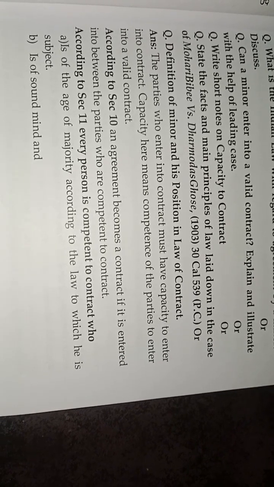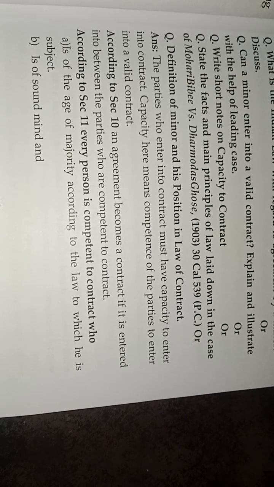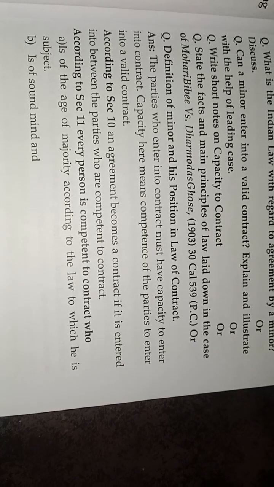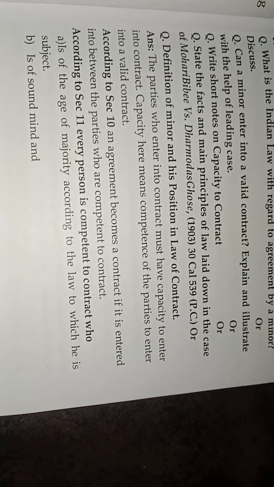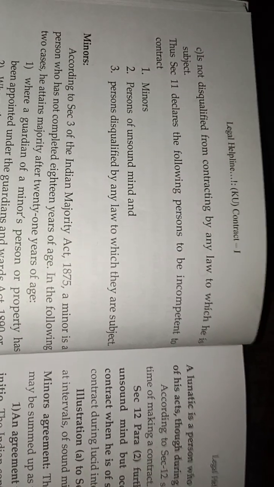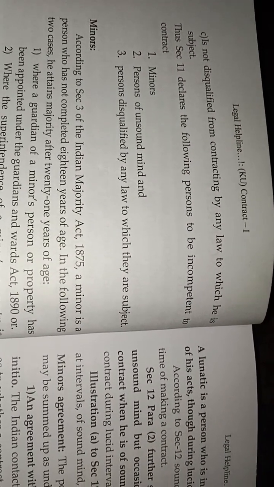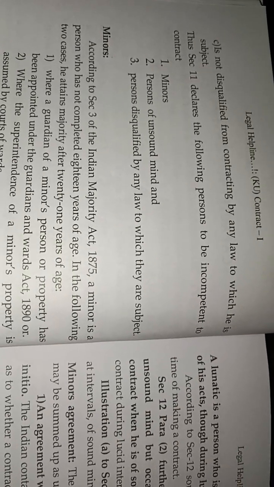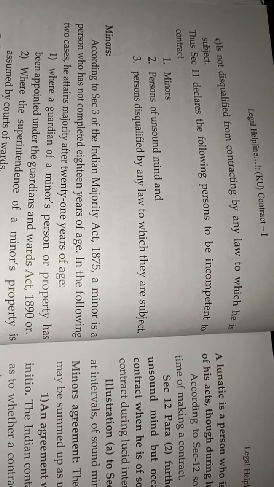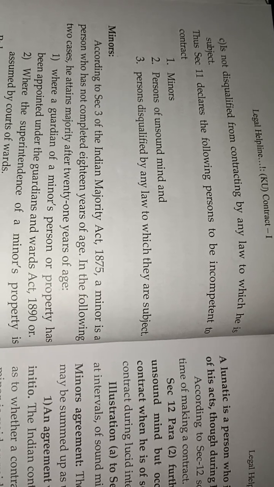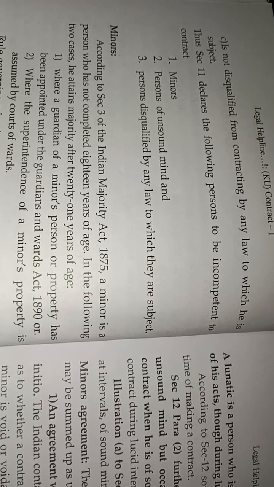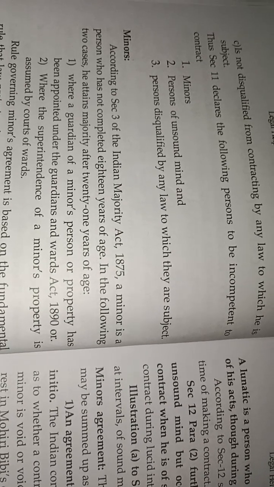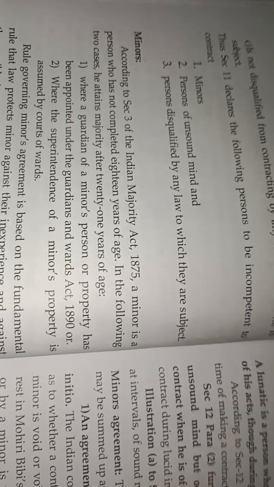According to section 11, every person is competent to contract who is of the age of majority according to the law to which he is subject, is of sound mind, and is not disqualified. Section 11 declares the following persons to be incompetent to contract: 1. a minor, 2. a person of unsound mind, 3. a person disqualified by any law to which they are subject.